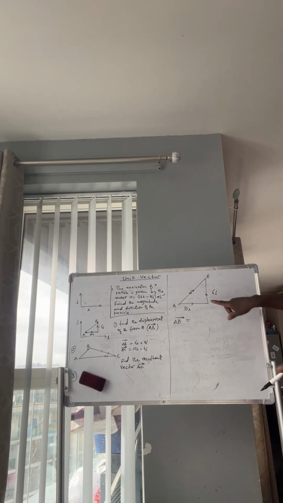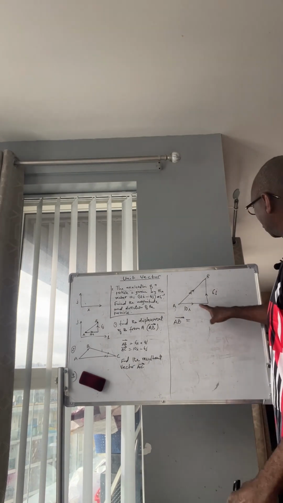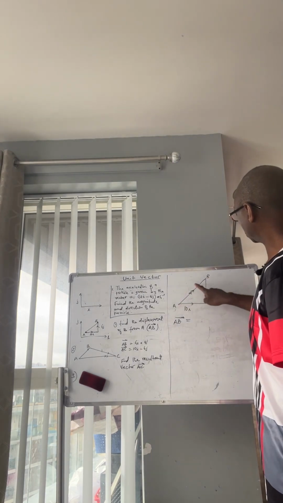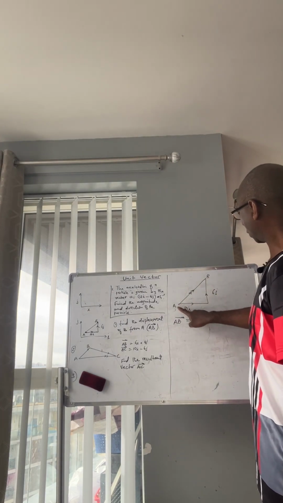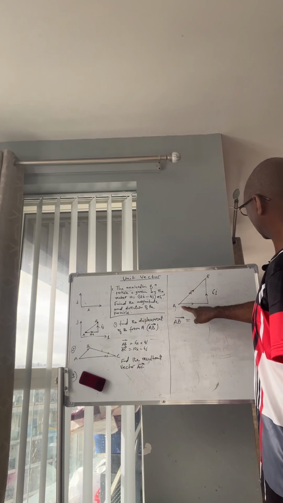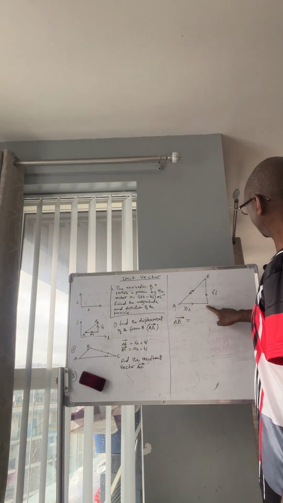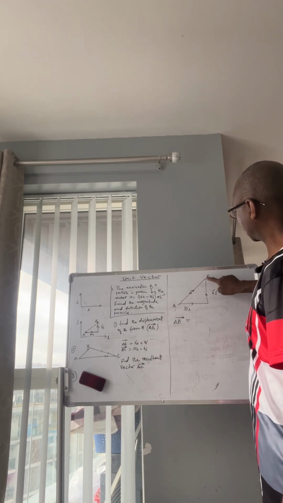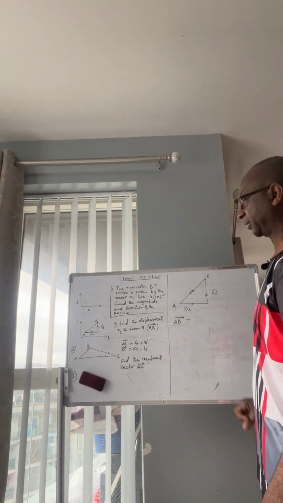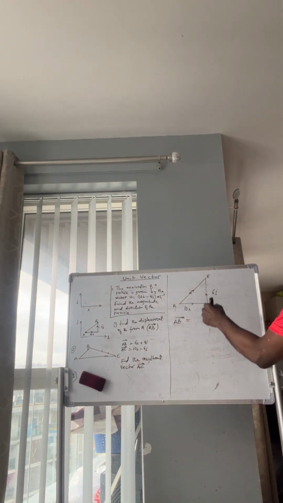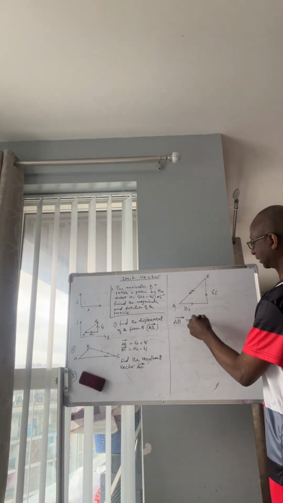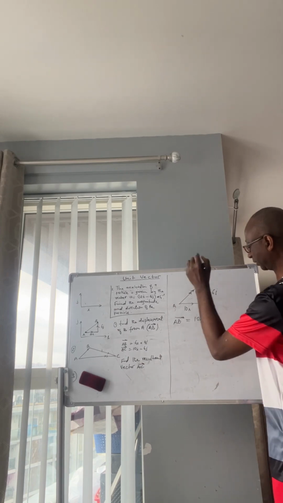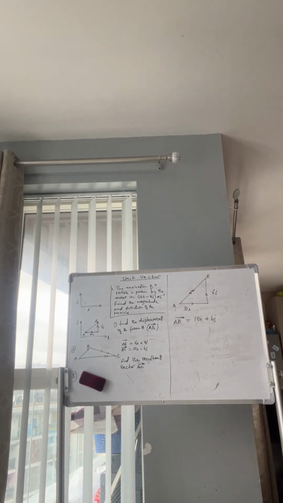So therefore, we are going to add these 2 vectors, because for you to travel from A to B, you need to come through this horizontal vector and then this vertical vector. Then you would have traveled from here to here. So which means we have 10i plus 6j. That is the vector AB.